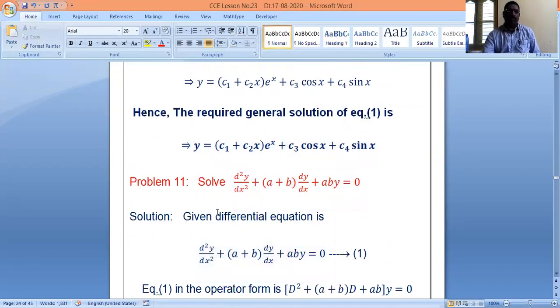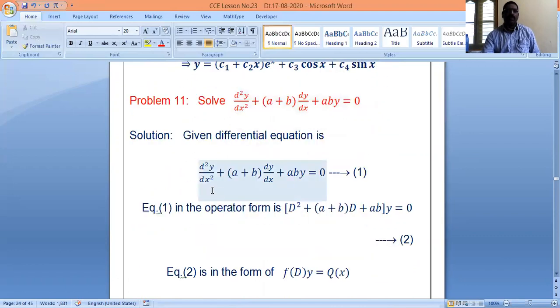Now problem 11. Solve d²y/dx² + (a + b) dy/dx + ab y = 0. Here the given differential equation is d²y/dx² + (a + b) dy/dx + ab y = 0. Let this equation be 1. Now equation 1 in the operator form is (D² + (a + b) D + ab) y = 0. Let this equation be 2.